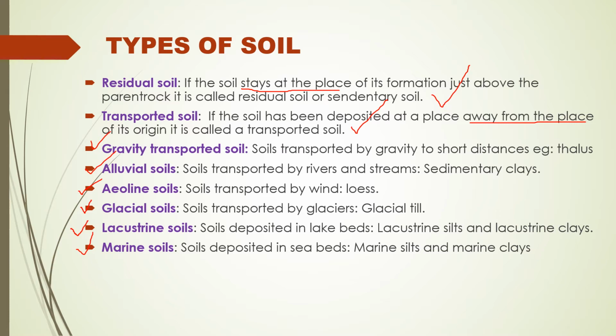First one, the gravity transported soil. Soils transported by gravity to short distances are called gravity transported soil. Example is talus. And next is alluvial soils. Soils transported by rivers and streams are called alluvial soils. They are known as sedentary clays. Aeolian soil. Soils transported by wind are called aeolian soil. Example is loess. Glacial soil. Soil transported by glaciers are called glacial soil. Example is glacial till.